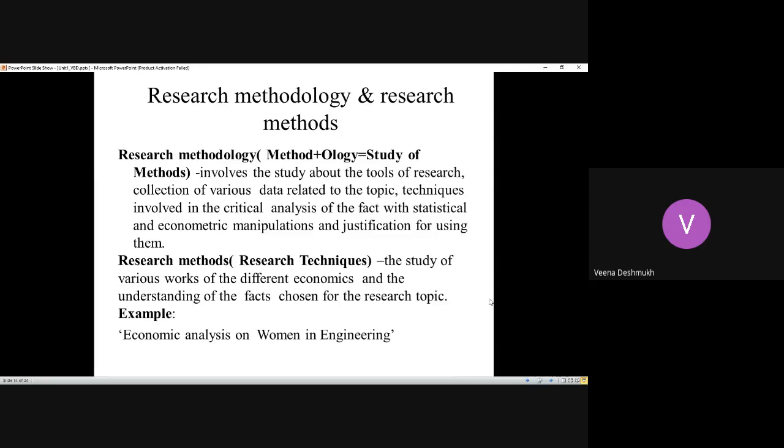Then collection of various data related to the topic. So we collect a good number of data. Out of them, you need not use all the data. Again, you segregate the data and use it. So it is basically a vast study of various data collected.